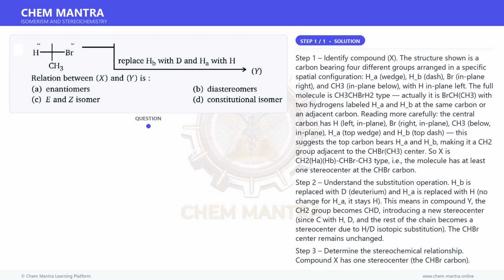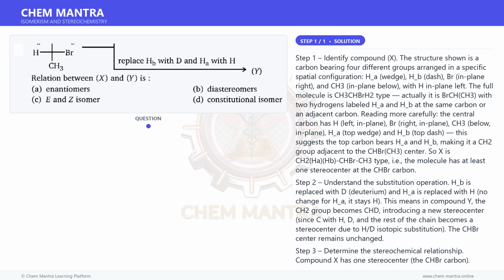This means in compound Y, the CH2 group becomes CHD, introducing a new stereocenter, since C with H, D, and the rest of the chain becomes a stereocenter due to HD isotopic substitution. The CHBr center remains unchanged. Step 3. Determine the stereochemical relationship.